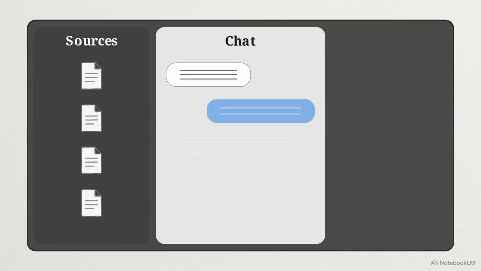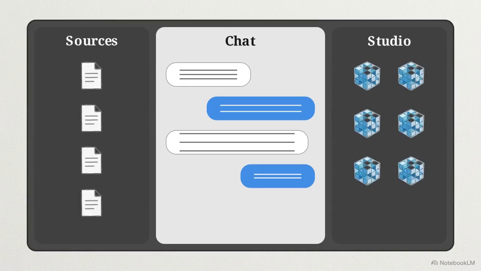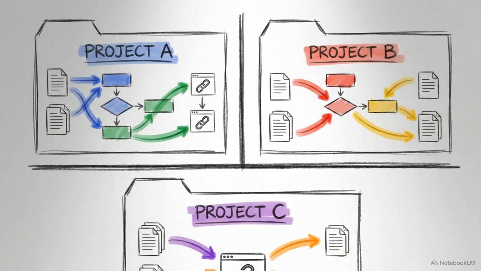You now have a complete functional ecosystem. Your inputs live in the Sources panel on the left, you query them in the Chat panel in the center, and you synthesize them into new formats using the Studio panel on the right. Every document and conversation in this notebook remains entirely private to you. NotebookLM treats each project as a completely isolated data environment.